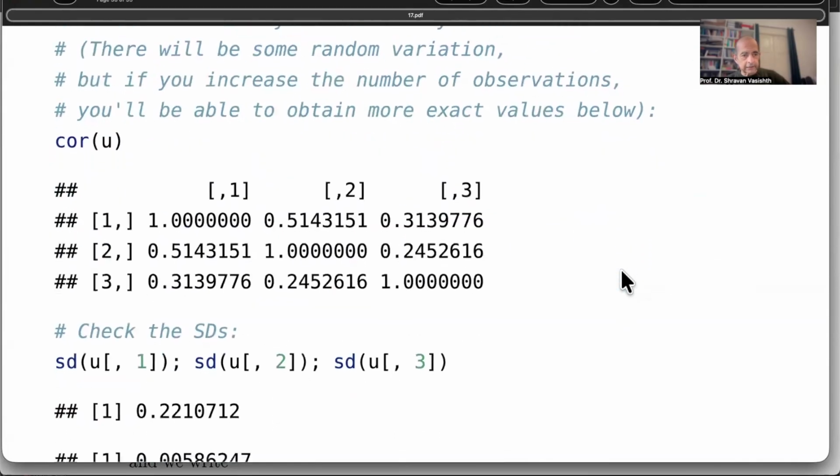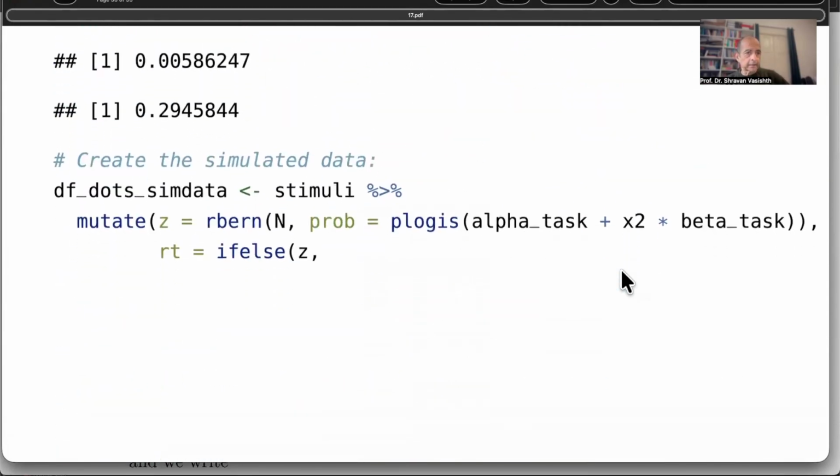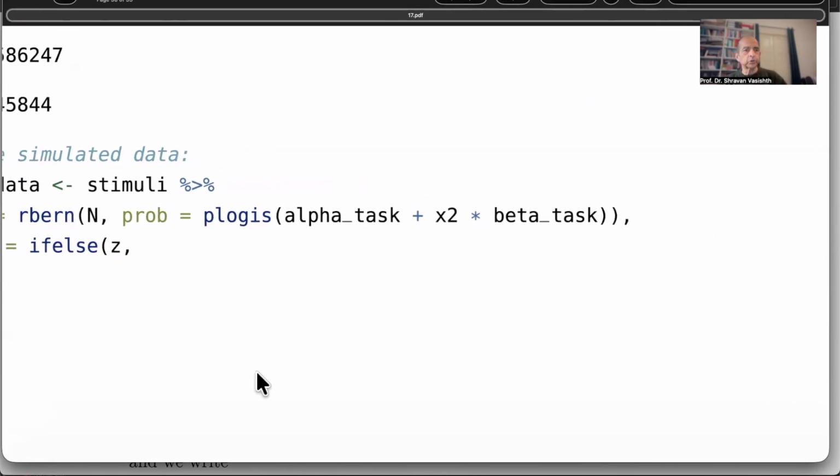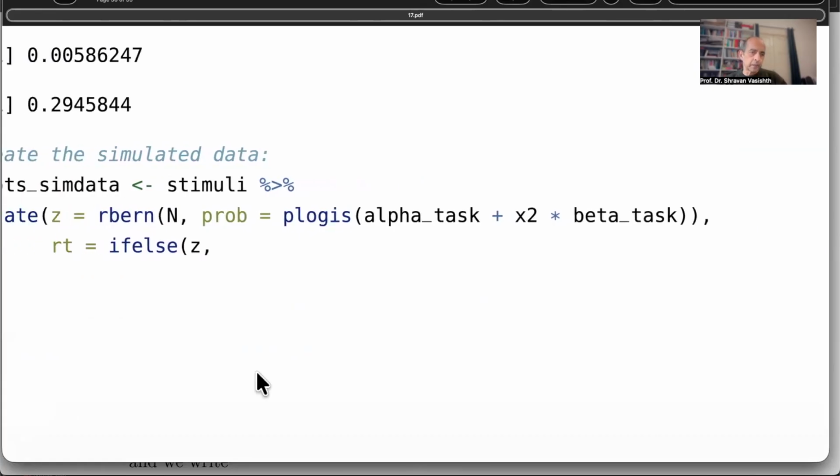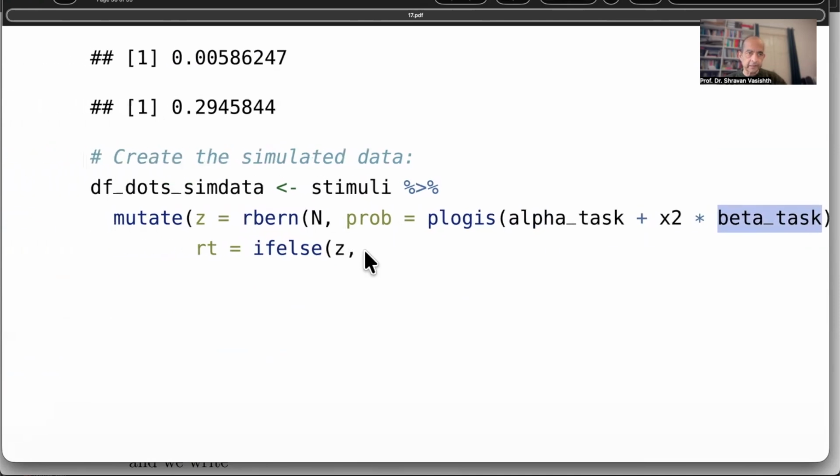So we generate the data now, and we take the stimuli skeleton that we just looked at, and we run the Bernoulli function to produce the probability of a correct task, right? So we have fixed values for these, and so we have point values that we defined earlier, if you remember.